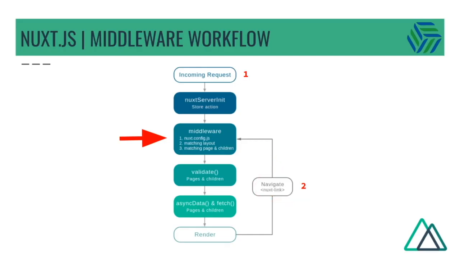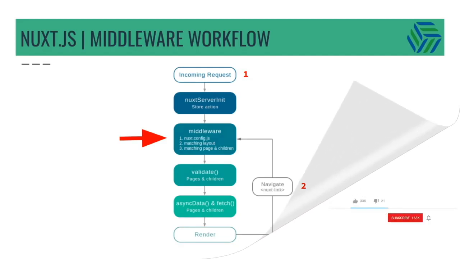We can set up a middleware at 3 levels. At the Nuxt config file level, and in this case, the middleware will be called for every route change. At the layout level, in this case, the middleware will be called in all the pages that include that layout. And finally, at the page level, and in this case, the middleware will be called when the page is loaded.